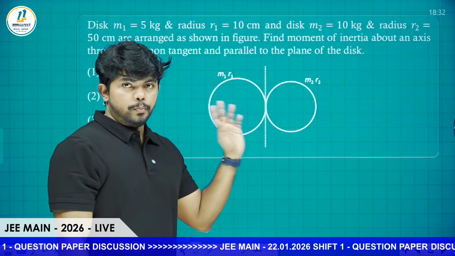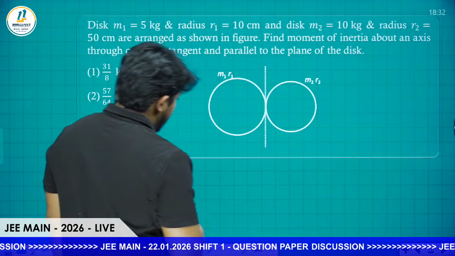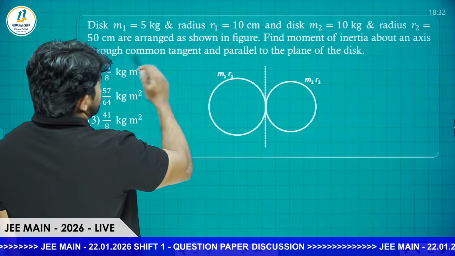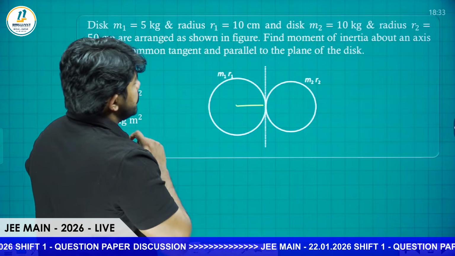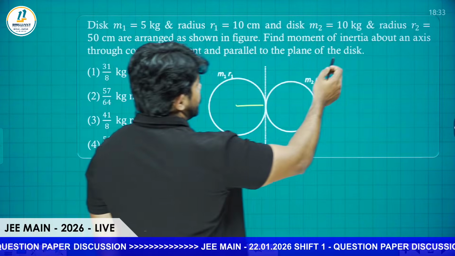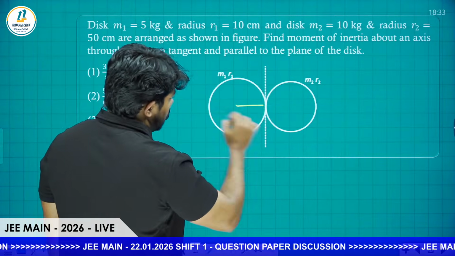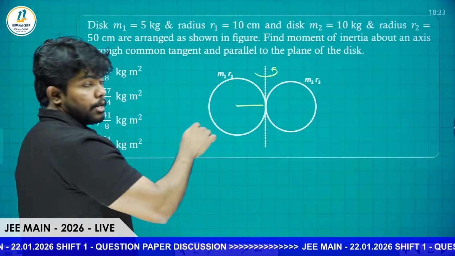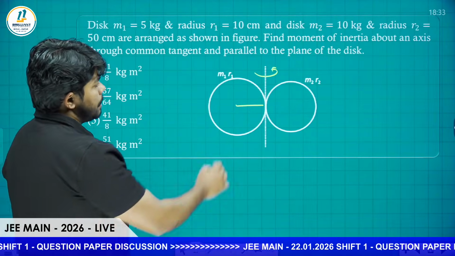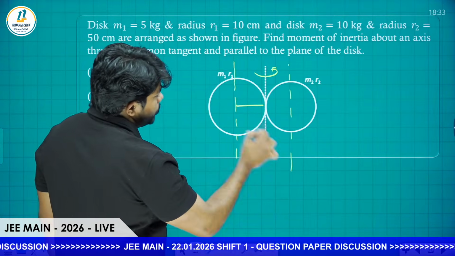This is another one, and an easy one. How can we solve this? There are 2 disks given, the masses are different, the radii are different, and they ask us to find the moment of inertia about an axis through the common tangent, parallel to the plane of the disk, not perpendicular. That means we have to consider the diameter of these 2 disks.